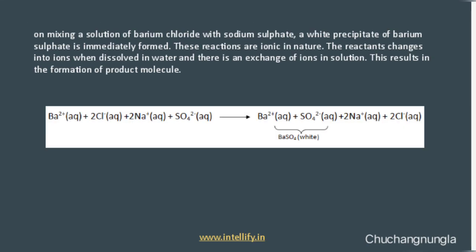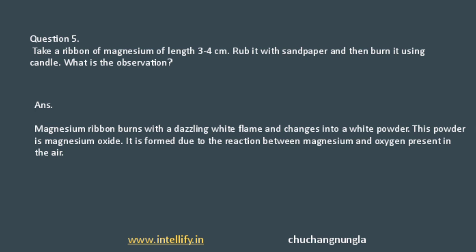When the aqueous solution of barium chloride is combined with sodium sulfide, it undergoes a double displacement reaction and produces sodium chloride and barium sulfide. It forms a white precipitate at the bottom of the beaker.